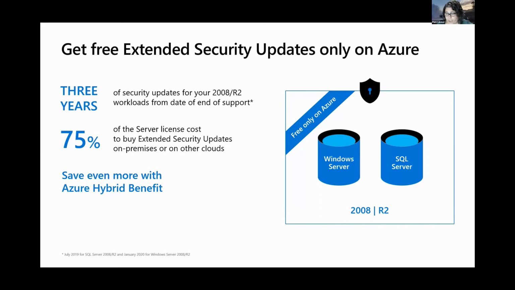But if you're still in the process of modernizing and you haven't been able to certify your applications on newer versions of SQL Server yet, the nice thing about running in Azure is we give you the free extended security updates for 3 years if you run in Azure. So if a security update is released and you need that patch, you will have access to it. If you were to get this on-prem, it costs 75% of the licensing cost of SQL Server. So this is a really great cost-saving benefit when you run your SQL Server in Azure.